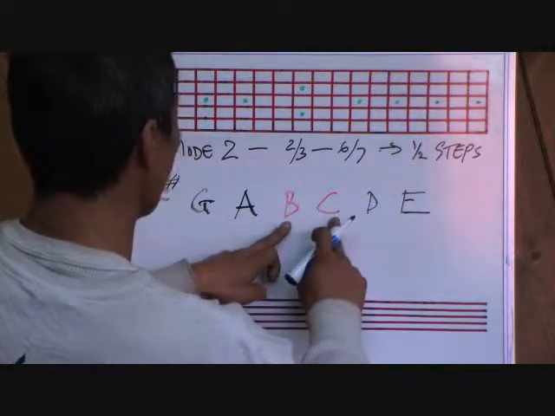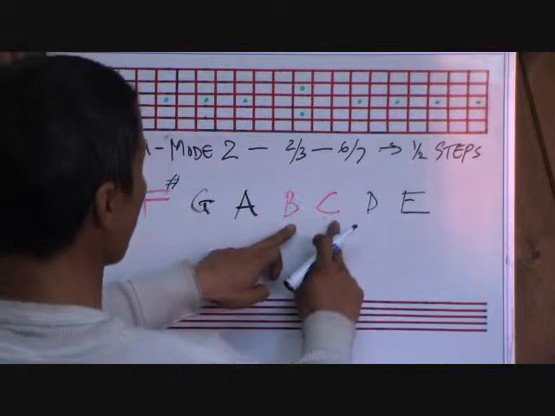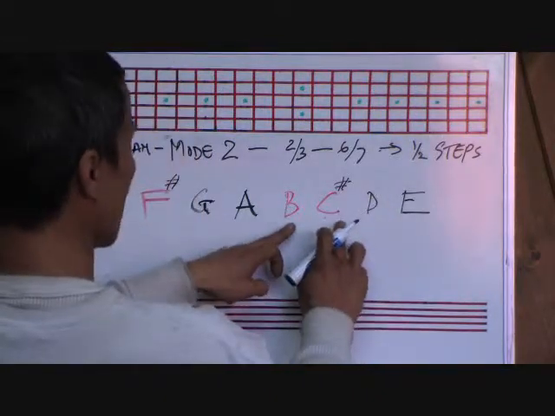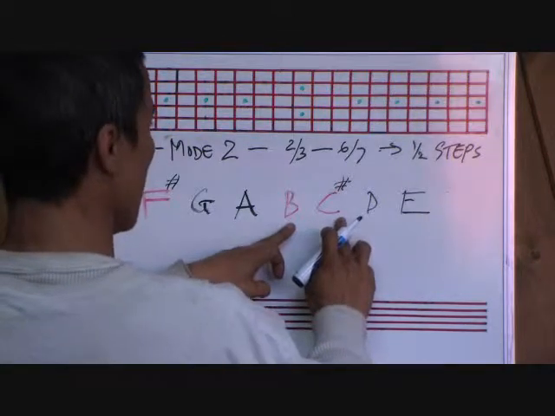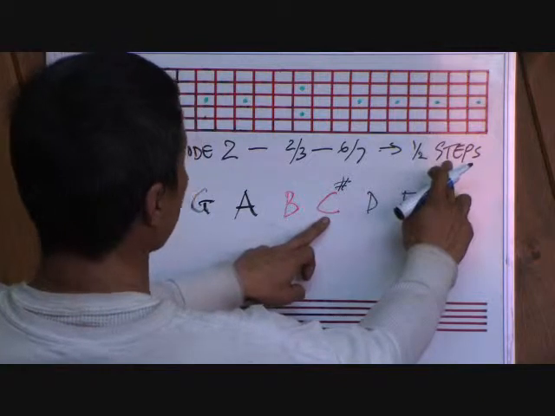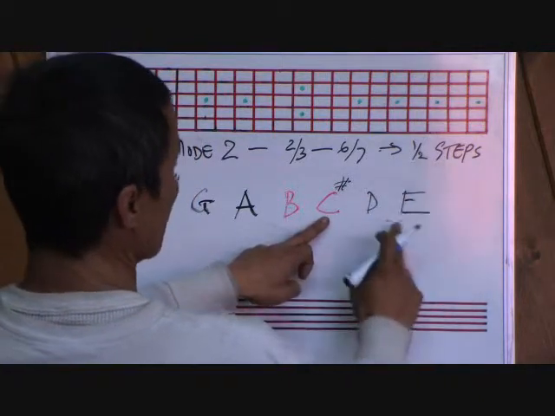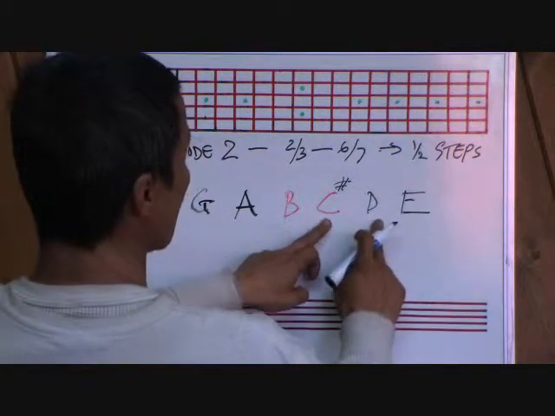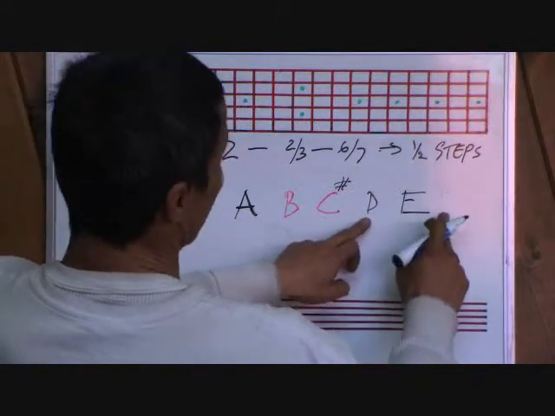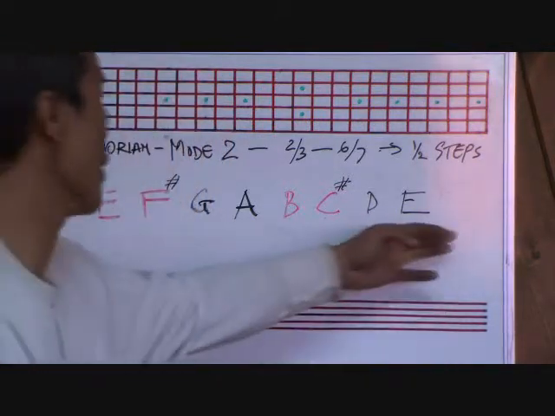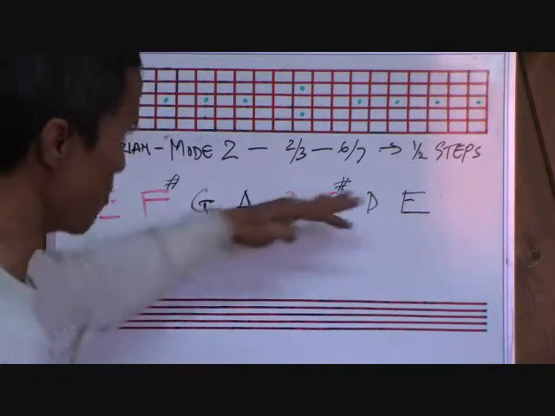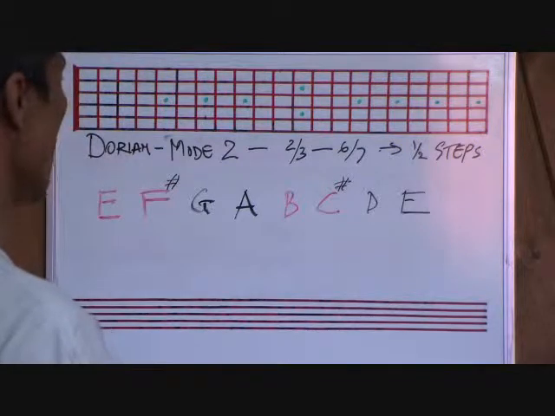B to C, it's 5 to 6 step. You need to sharp the C, you need to make it a full step. Okay, 6 to 7 is supposed to be half step according to the Dorian formula, right? So C sharp to D is half step. This is fine. Do nothing. From D to E is whole step. So here you go, the E Dorian or mode 2. Okay.